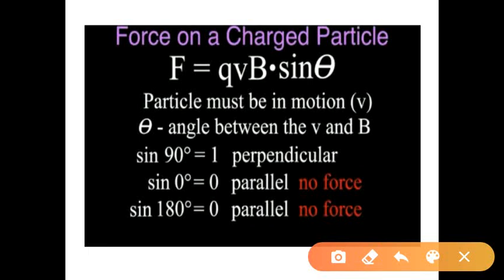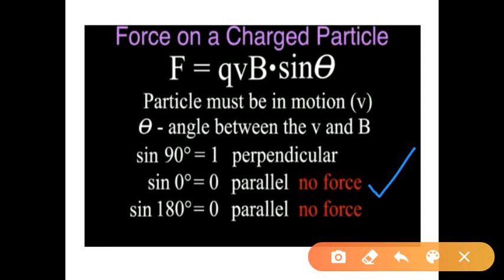When the angle between velocity and magnetic field is 90 degree, that is, when the charged particle is moving perpendicular to the magnetic field, the magnetic force will be maximum and its value is given as Q into V into B.